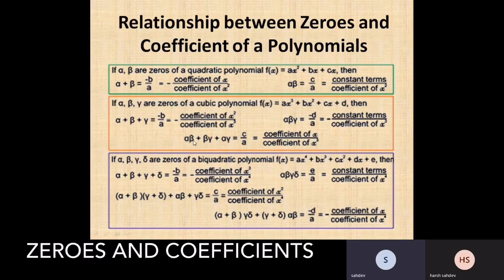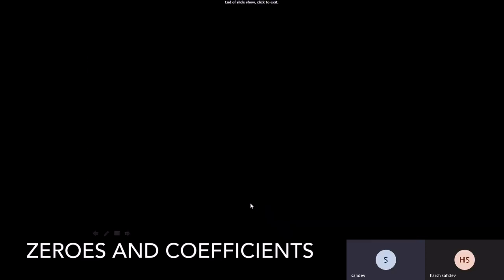We forgot to discuss this one also. This will be the product of 2 and sum of them. So alpha beta plus beta gamma plus gamma alpha will equal c upon a, that is the coefficient term upon the coefficient of x to the power 4. Over here, alpha plus beta, gamma plus theta plus alpha beta plus gamma theta will equal the coefficient of x square upon the coefficient of x to the power 4.